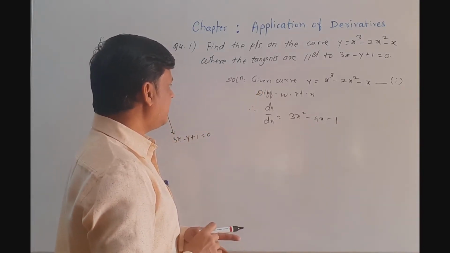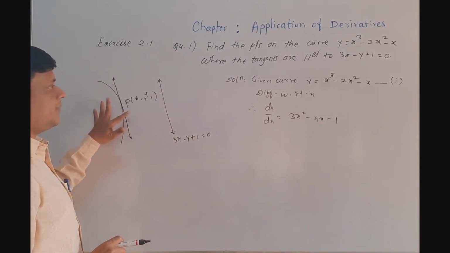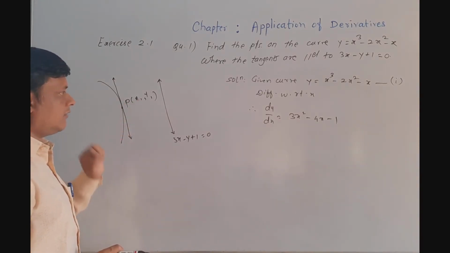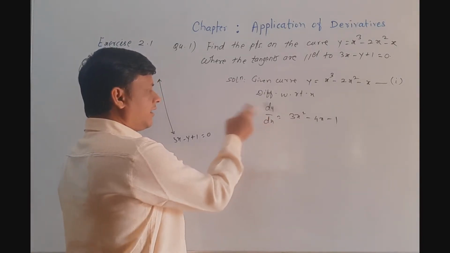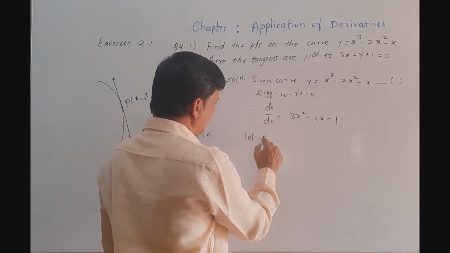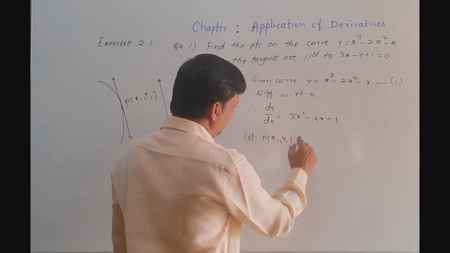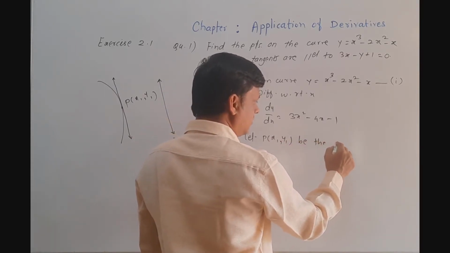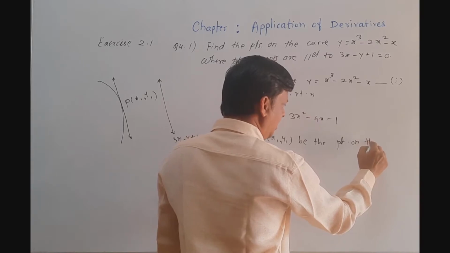Now we have to find the slope of the tangent at P of x1 y1. So we have to consider here a point on that curve. So let P of x1 y1 be the point on the curve.